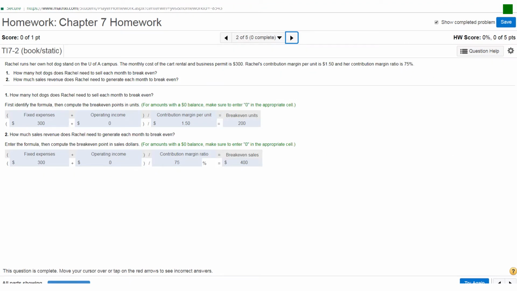Okay, this is chapter 7, homework problem number 2. It's using essentially the same data from problem number 1. So just to kind of refresh that, we had the monthly cart rental. It was $300, so that was your fixed cost. Label that as your fixed. You had a CM per unit of $1.50, which if you remember the sales price was $2, I believe. That was on the previous problem. And they gave you a CM ratio of 75% or 0.75.